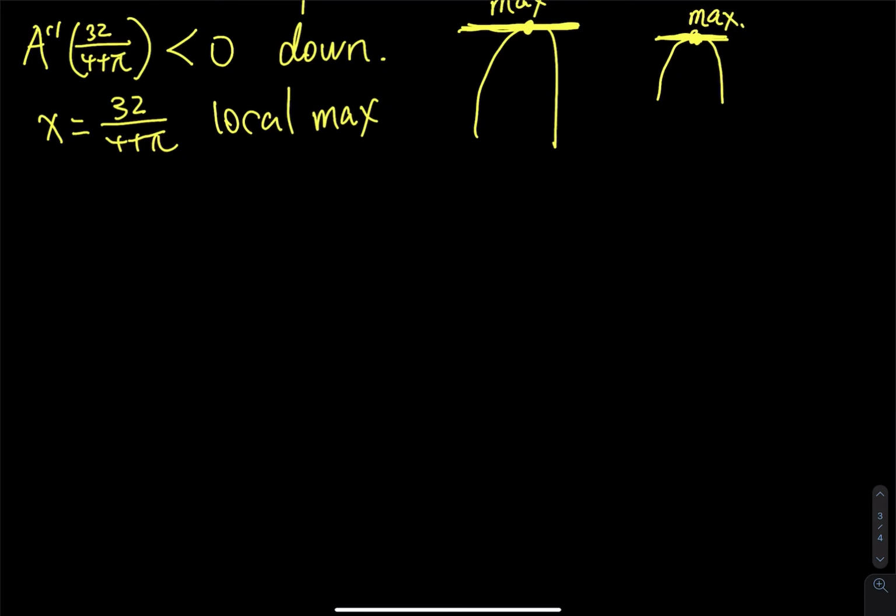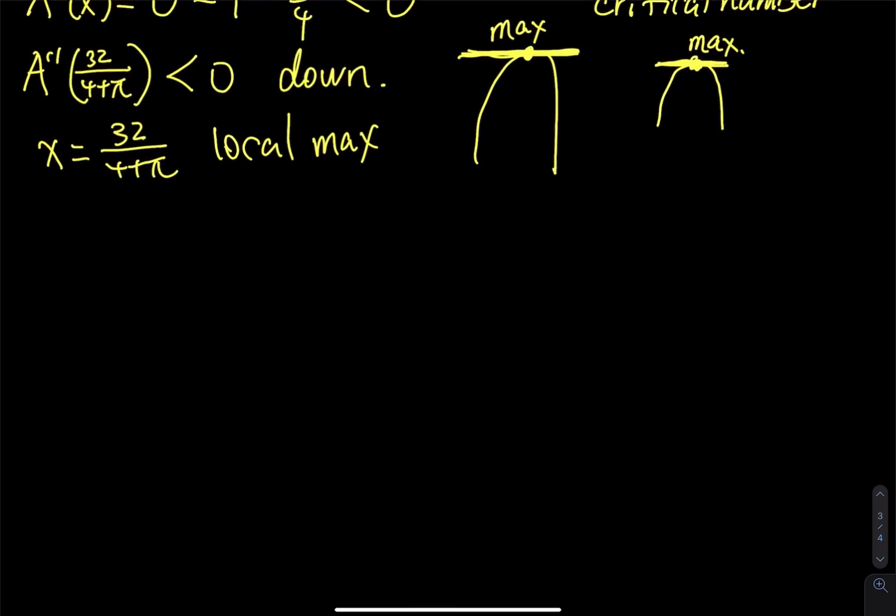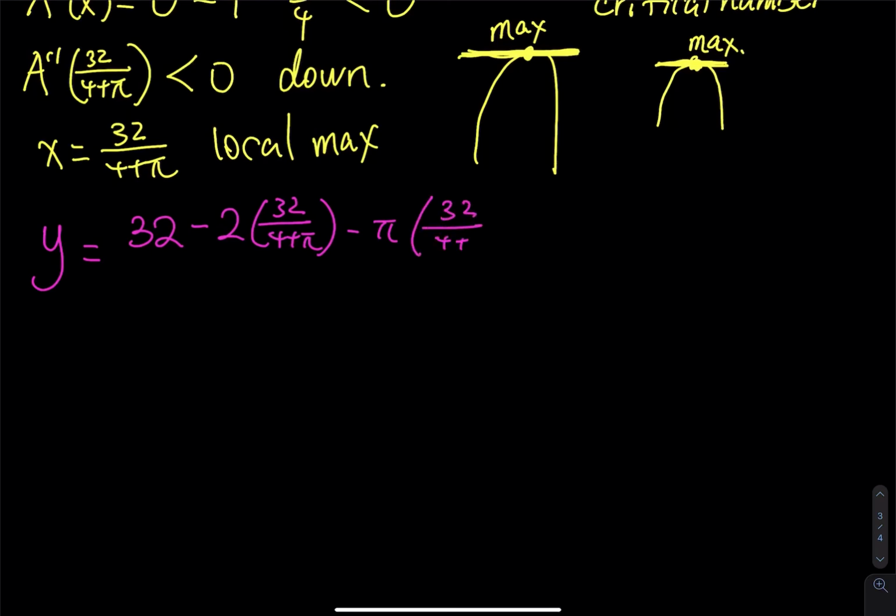Let's do this in another color. We have x equals to that, and then y equals 32 minus 2 times x, minus pi times x, divided by 4. If you are not allowed to approximate, then you have to go through this math to give an exact value. The answer is 16 divided by 4 plus pi.